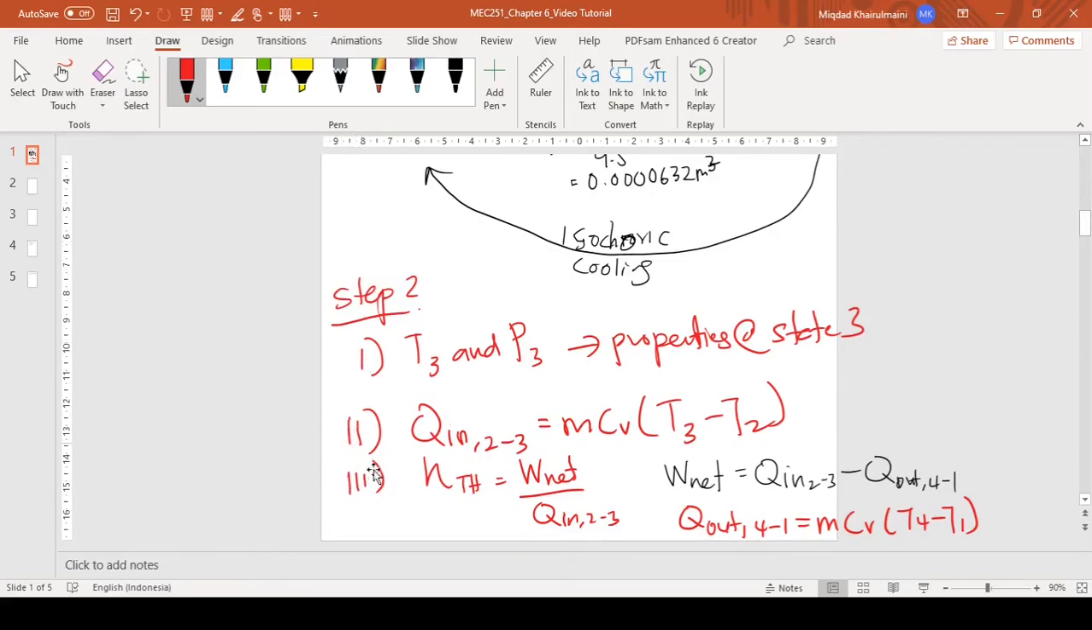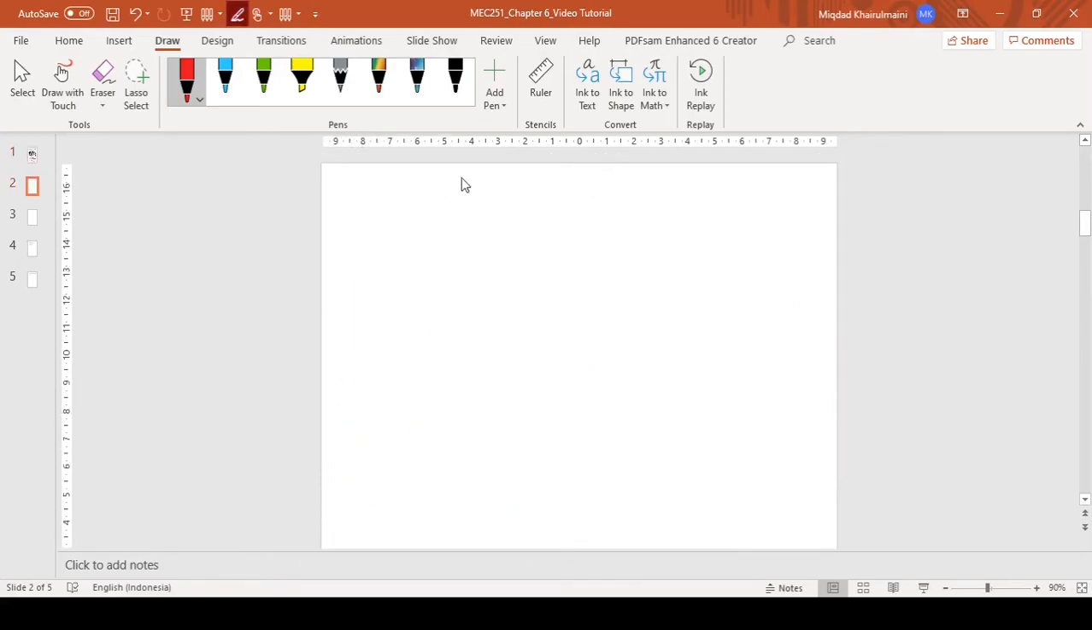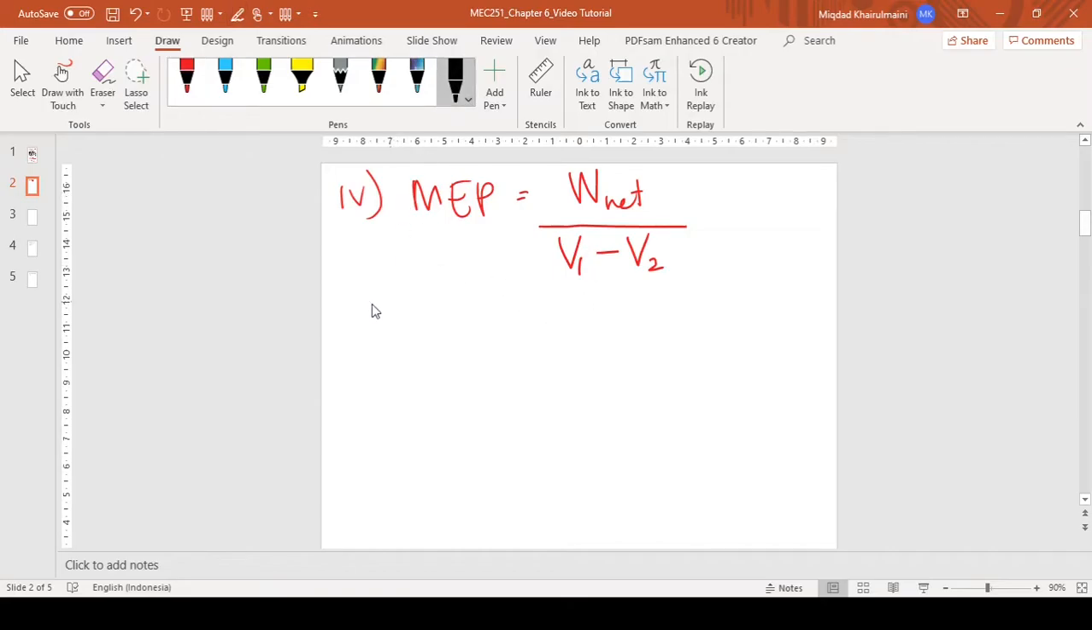Alright, number 3. And then number 4 is the mean effective pressure. Since we have calculated the amount of net work produced, W net, we divide it by the maximum volume, the volume at state 1, minus the minimum volume, the volume at state 2. So these are the equations. So we know which properties we have to find. So for step 3, we find the required properties.